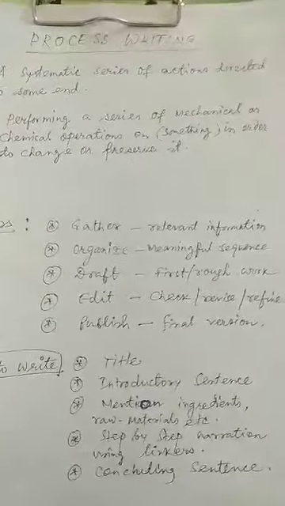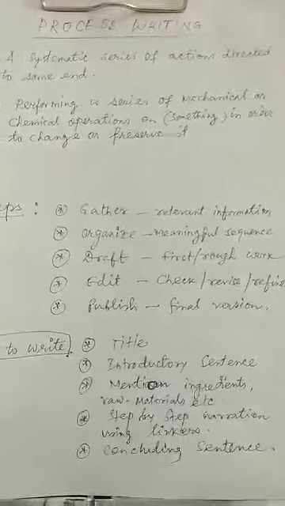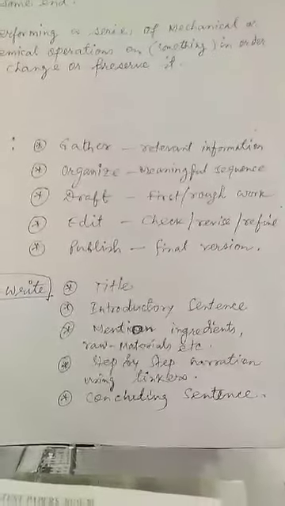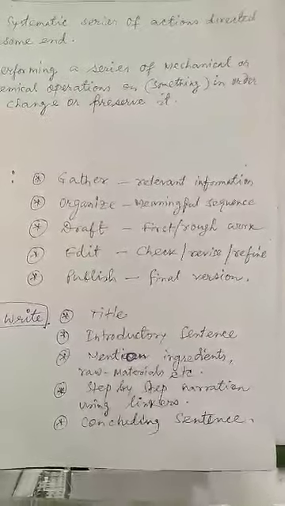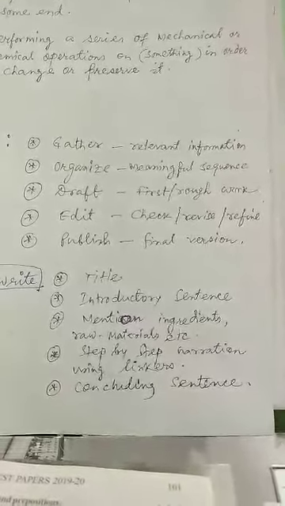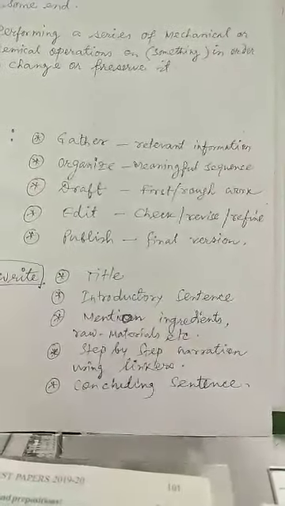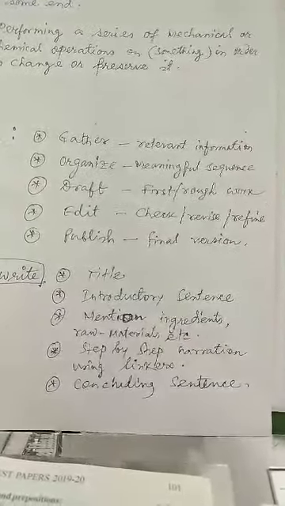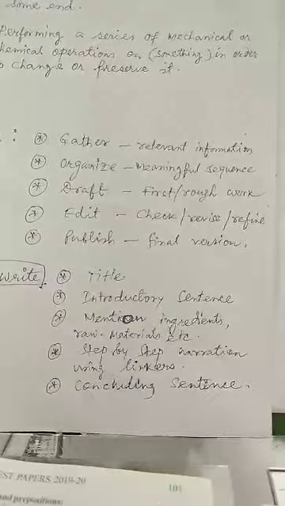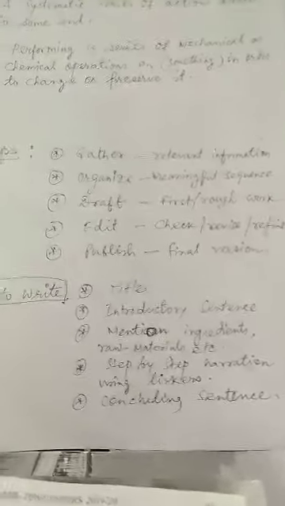To write a paragraph using the flowchart, that is the process, a suitable title is given, an introductory sentence is written, mention ingredients, raw materials, etc. Step by step narration using linkers such as at first, then, next, after that, later, now, finally, etc. The stages of the flowchart are carefully followed, and at last a concluding sentence is given.